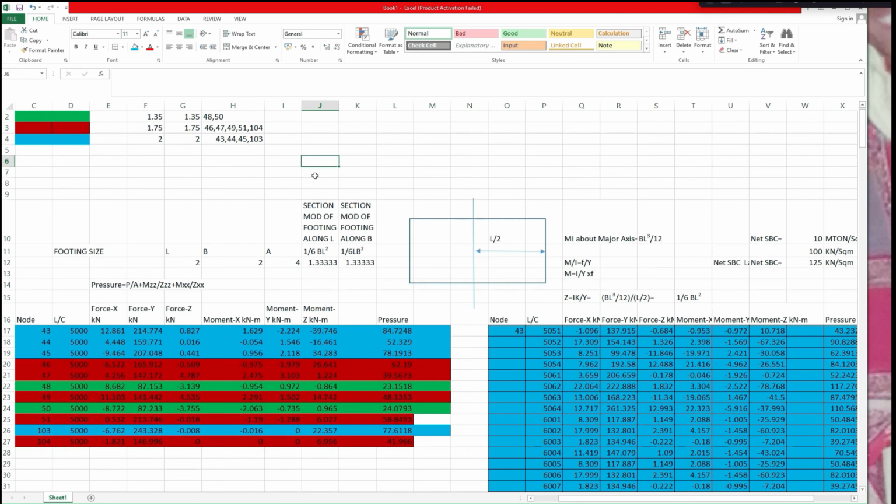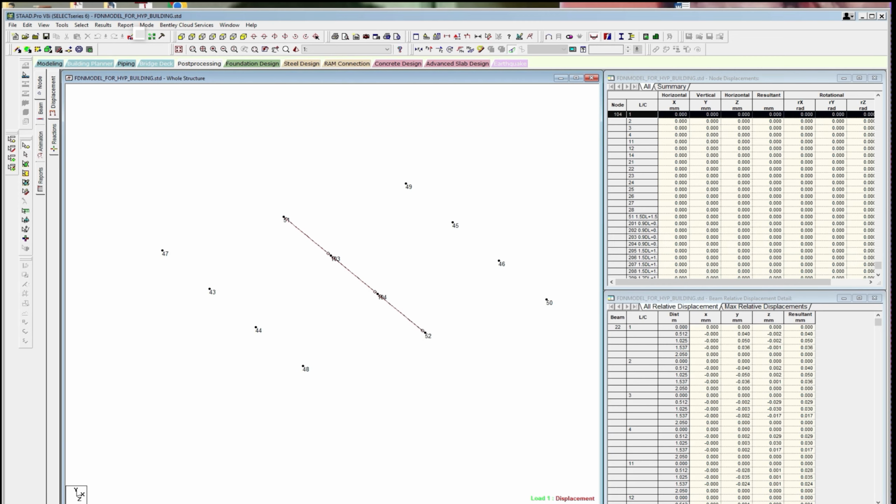So we have grouped all the footings as per the loadings under various combinations. Now the next step is to design the footings for these nodes. So first we'll take 48 and 50. Let us see which are these nodes. And 50. These are the 2 nodes.